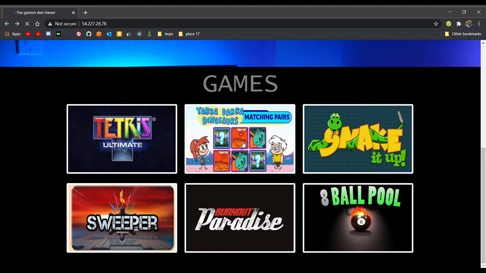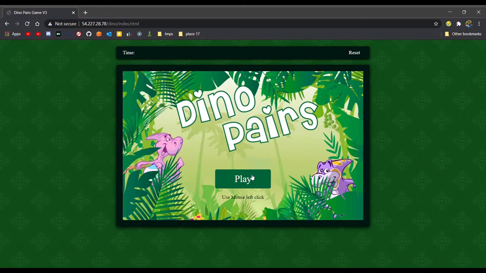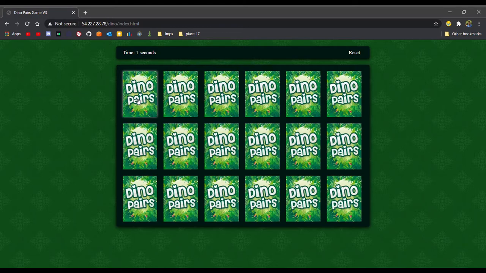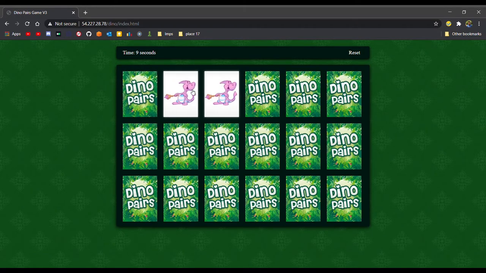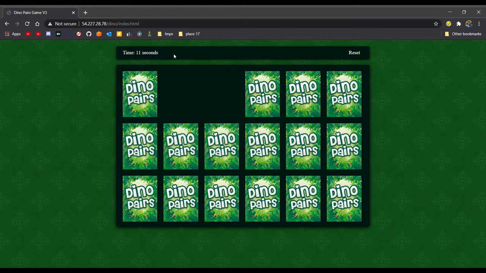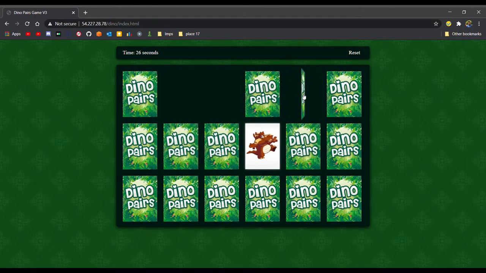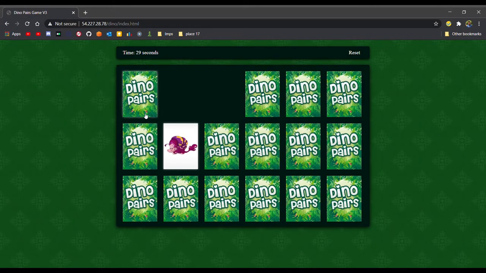Coming to Dino Matching Pairs, use the mouse left click button. The objective is to find 2 cards which have the same dinosaurs. So these 2 are matched. Whoever takes the least time wins. On to the next.